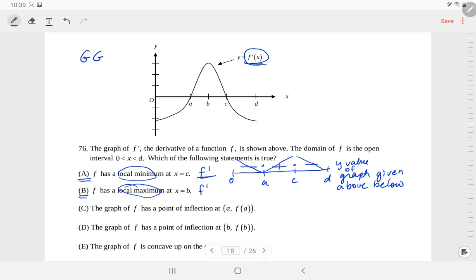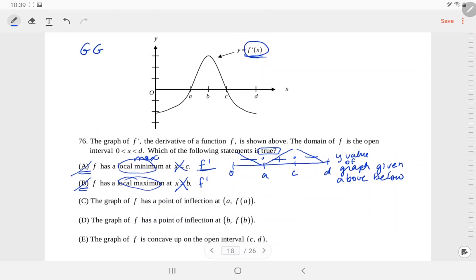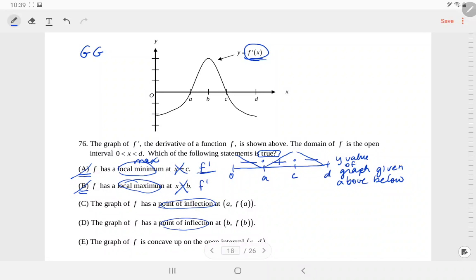So looks like it does have a local min, it does have a local max. Okay, local max is at x equals b. No, wrong spot. Local min at x equals c. No, that's a max. Okay, so no. Interesting though. Okay, true. I am looking for true. Okay, C, D, and E are point of inflection, concave up. So that would need a second derivative number line.